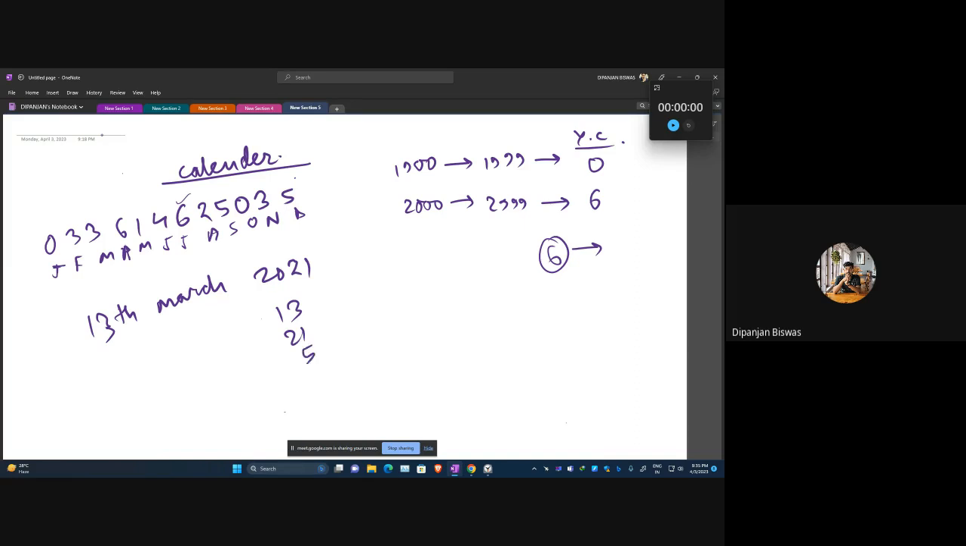quotient, that is 5. Then March month code is 3. Then 2021 year code is 6. Add all the numbers: 6 plus 3 plus 5, 14. 14 plus 21 is 35. 35 plus 13 is 48. Divided by 7, we should be getting remainder 6. Yes, you are right.